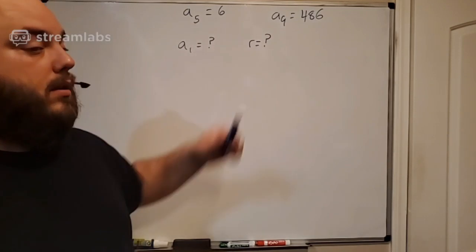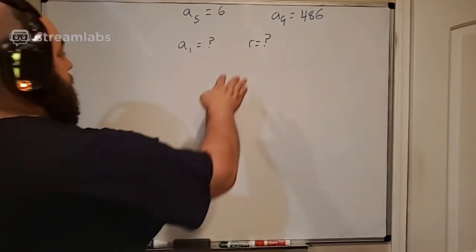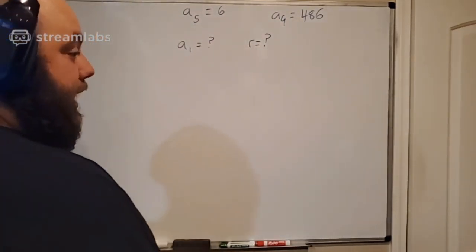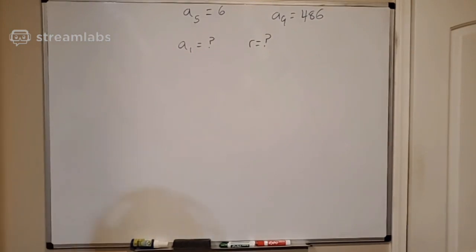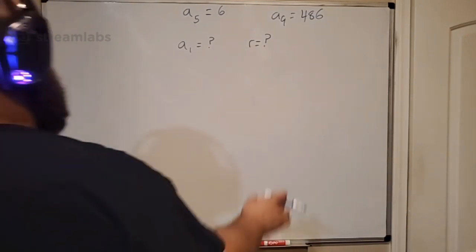The reason they gave us the two terms is because we're solving for two variables. And anytime you're solving for two variables, you need two equations. It'll be a system of equations. Three variables, three equations, etc., etc. So that means these two are going to give me equations.